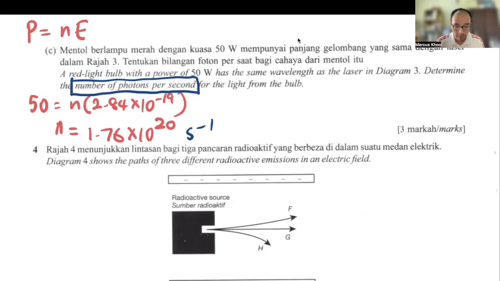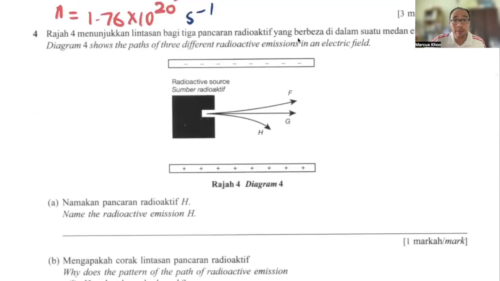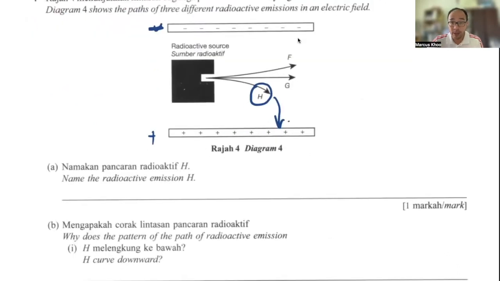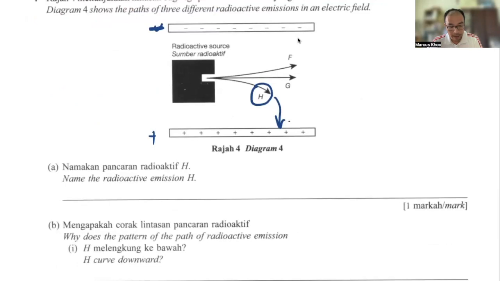All right, number 4. Diagram 4 shows the paths of 3 radioactive emissions in an electric field. You have the negative electric field up here, the positive one down here. Name the radioactive emission H. H is going towards the positive, so the radioactive emission will be a beta particle, or a fast-moving electron. Either one of these is totally fine.